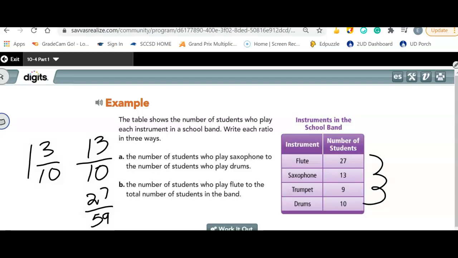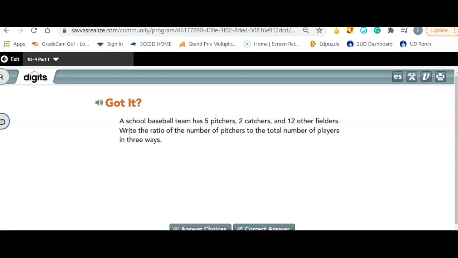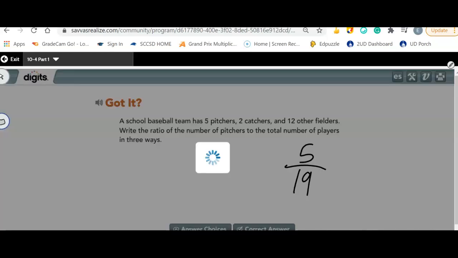Go ahead and solve the next question. That is, a school baseball team has 5 pitchers, 2 catchers, and 12 other fielders. Write the ratio of the number of pitchers to the number of players. All right, what is the numerator? Rylan? 5. That's the top number. What is the denominator? Tyson? 19. Okay, perfect.